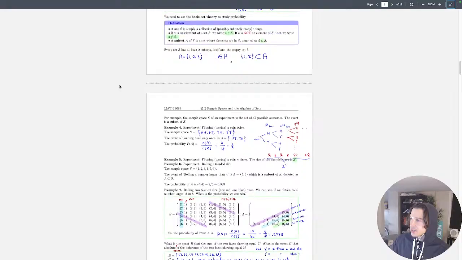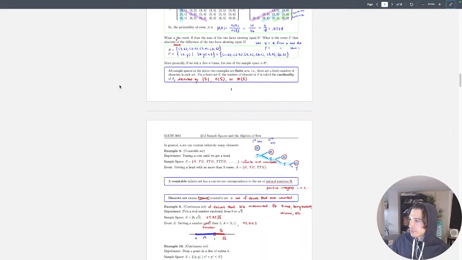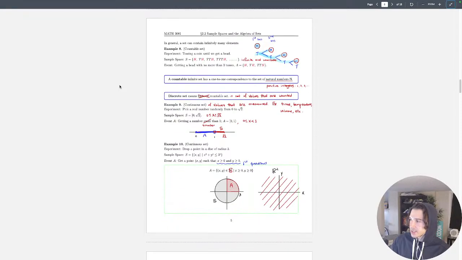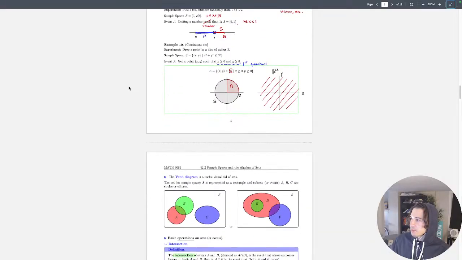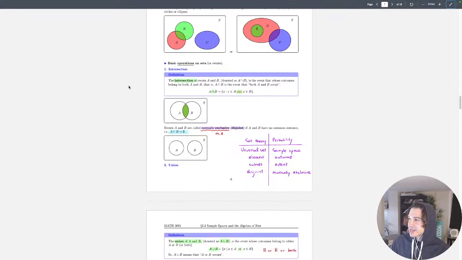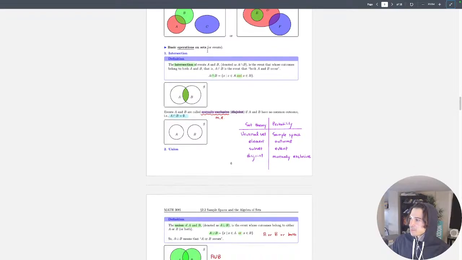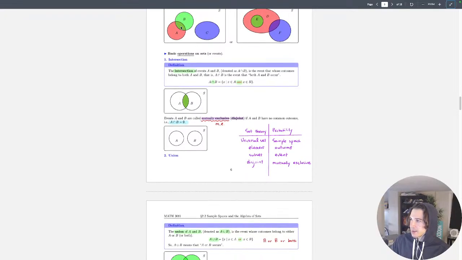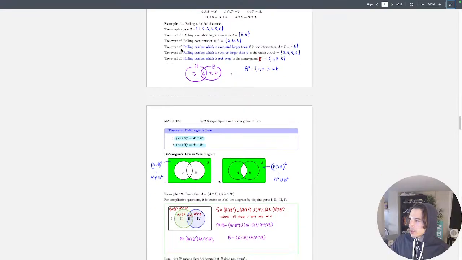You have the definition of sets and elements. You have sample spaces, cardinalities, just the number of stuff in the sample space, and so on. You could think about events and sample spaces in terms of Venn diagrams. If they overlap, that's the intersection. If they don't overlap, they're mutually exclusive. And the A and B together here, all of that is the union of A and B, right? And so here we go.